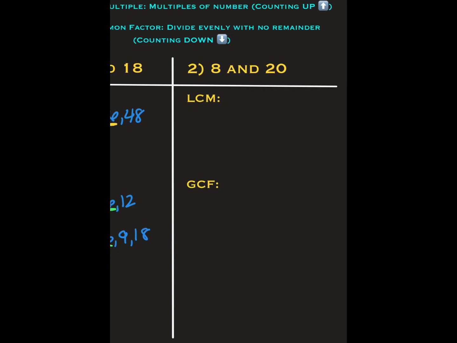So let's go ahead and jump in on this other side. Same thing. If we're looking for multiples, we're going to be counting up. Least common multiple. So we're counting up. So we got 8, 16, 24, 32, 40. And then with my 20s, again, I don't have to go that far. 20, 40. 40 looks like the smallest number that they both have in common. Least common multiple. So 40 it is.